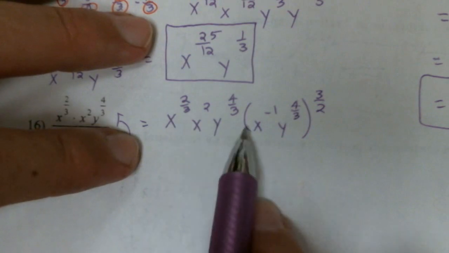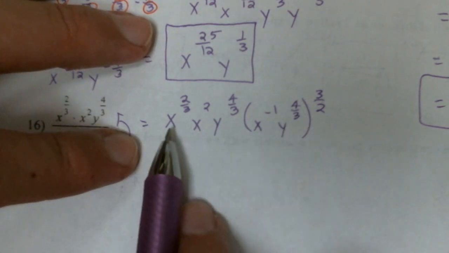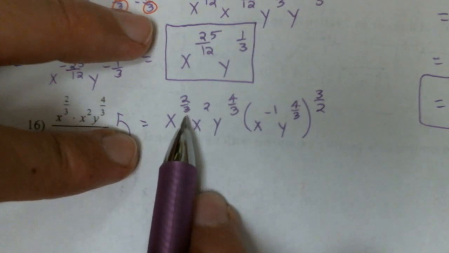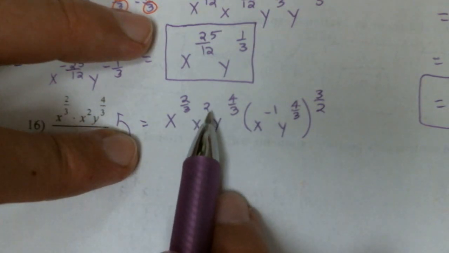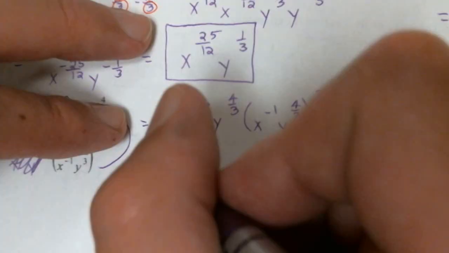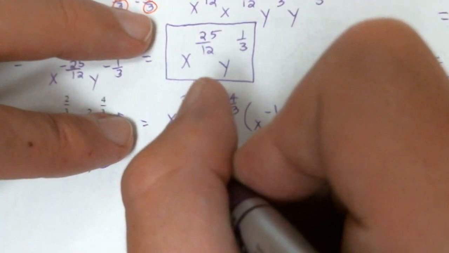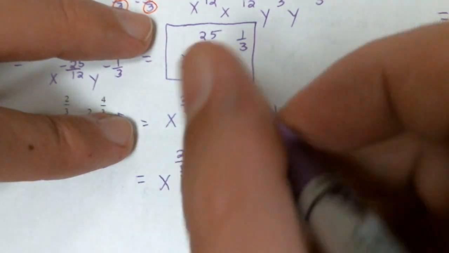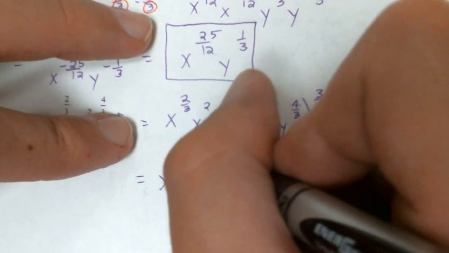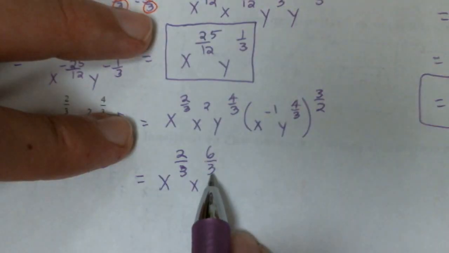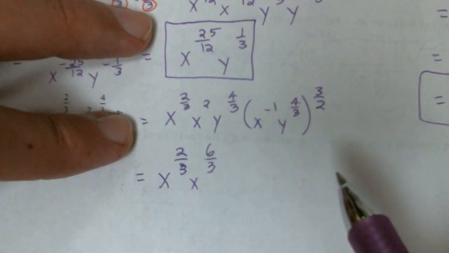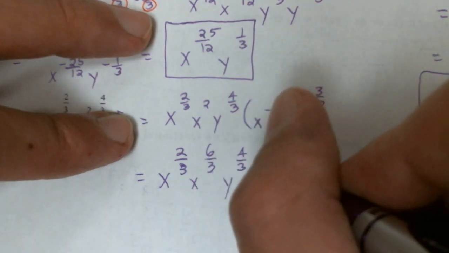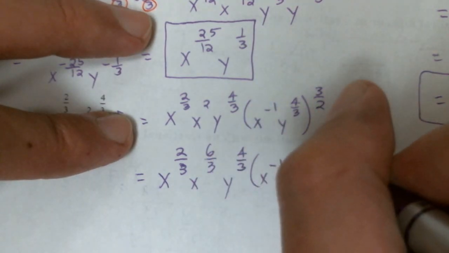All right, so now I'm ready to start combining stuff. I can't combine inside the parentheses, but I can combine outside. So I need a common denominator of 3 for these two x's. That means I'm going to need to multiply this 2 by 3 over 3. So that's going to be x to the 2/3 times x to the, if I multiply 2 times 3, that's 6. And isn't 6/3 the same thing as 2? And then I have the y to the 4/3, and then times all of this stuff.